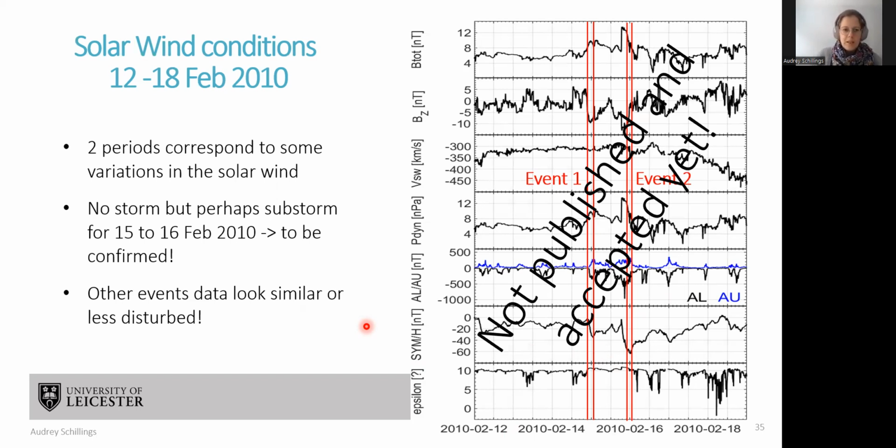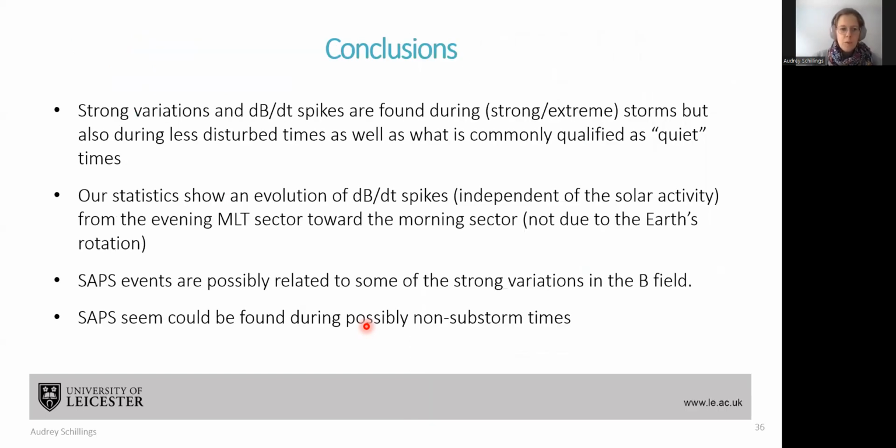So that's basically my conclusion. We have looked at strong variation and dB/dt spikes, first during storms and even strong or extreme storms like the Halloween storm. But then we also looked for dB/dt spikes during less disturbed time, substorm and non-substorm, or what is qualified as quiet time. And we found in both cases spikes, which can be quite strong.